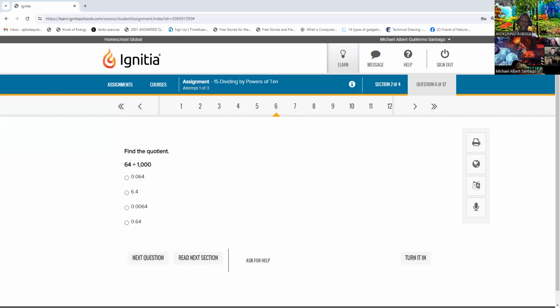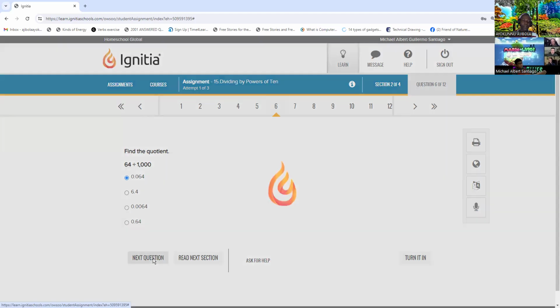Now you are dividing 64 by 1000. So you are supposed to move the point from 4 to the left 3 steps, okay? So that will be 0.064, okay? So 0.064, right? Okay. Good.